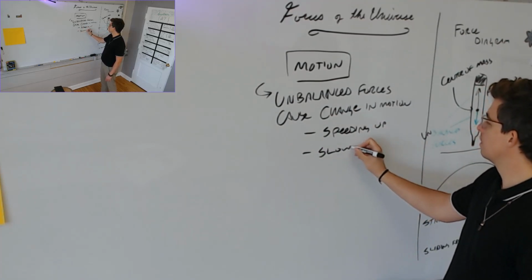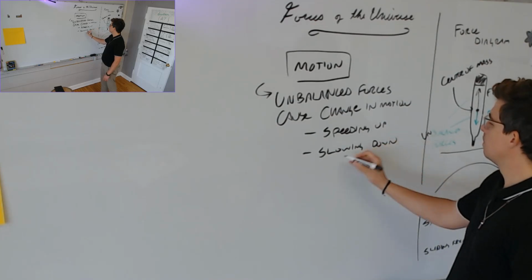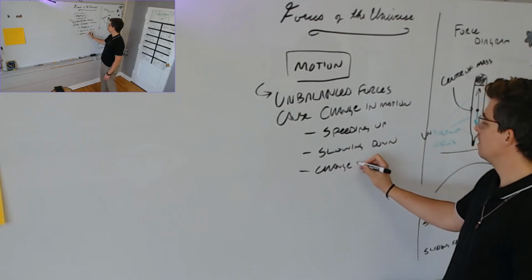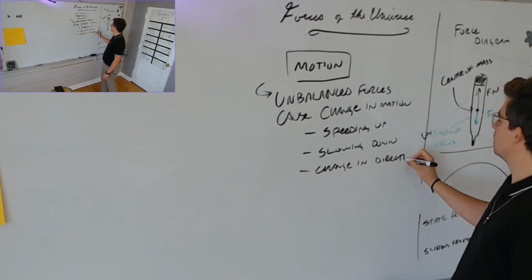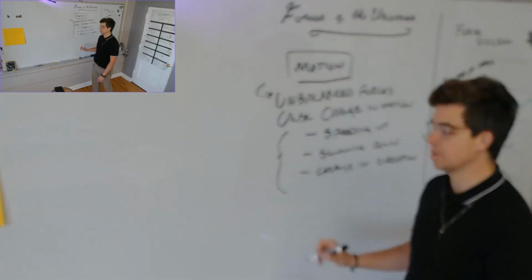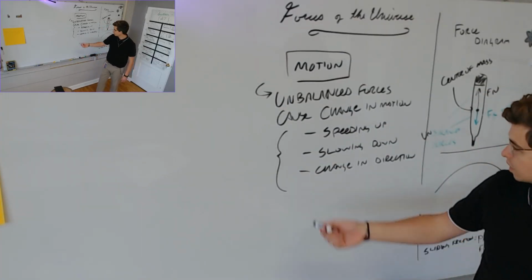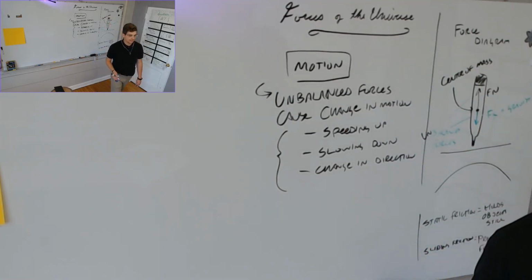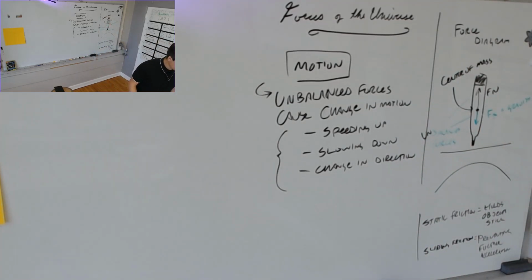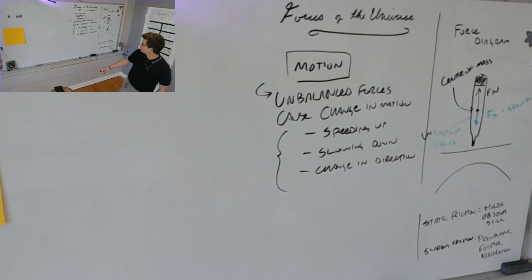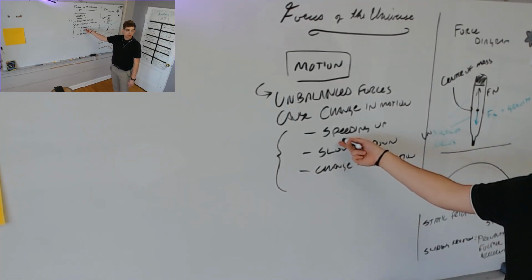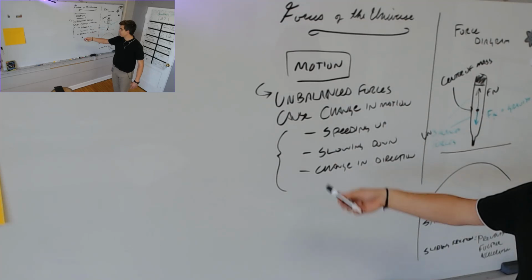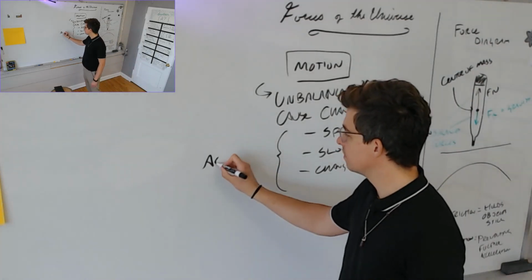Unbalanced forces cause a change in motion, like speeding up, slowing down, or change in direction. And these things together, you'll remember from your explorations, we call what? What are all of these things called? These changes in motion. What do we call this? Acceleration. They're actually all called acceleration in physics.